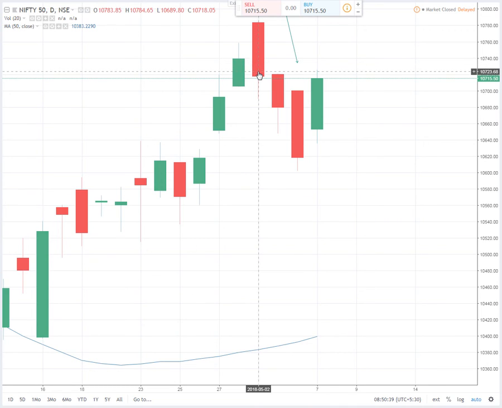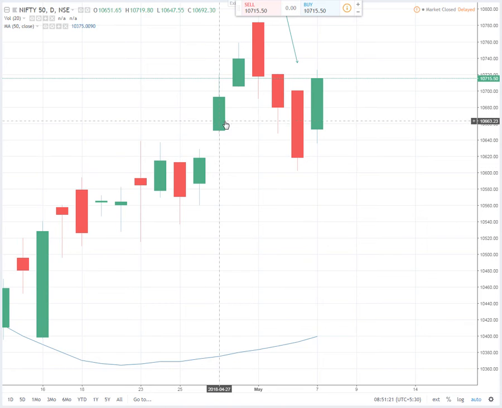Let us check the lower low points. So this low is 10,689, and for the next day it is 10,647, and the next day it is 10,601. So the lows for Nifty on these days are lower than the previous day, which is called a lower low. This 10,647 is lower than the previous day low, which is 10,688. And similarly, 10,601 for 4th May is lower than the previous day, which is 10,647.